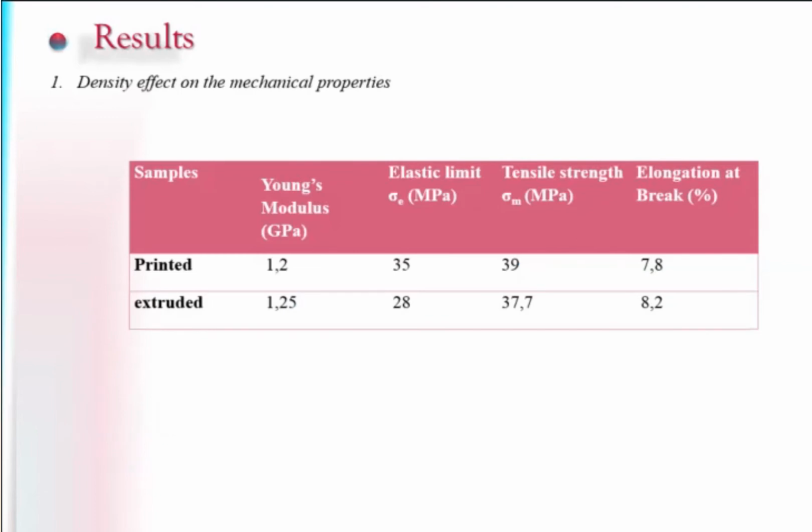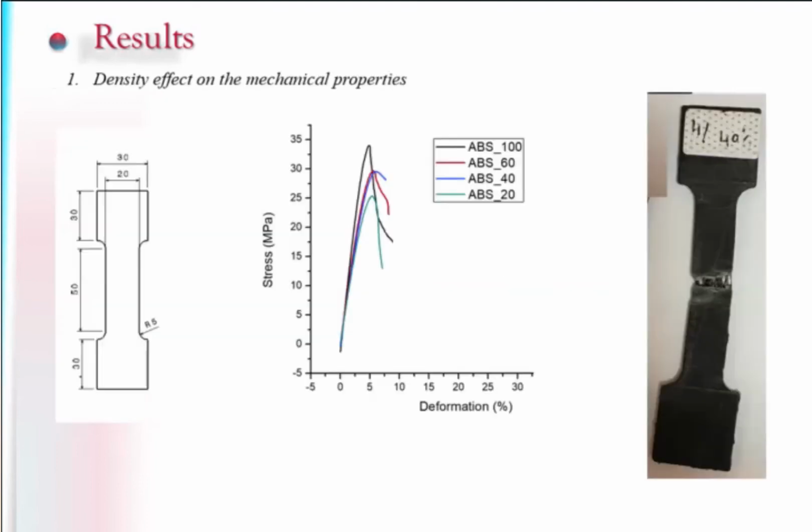The table shown presents the different properties of a printed and an extruded specimen. Tensile testing on 4 different infill rates, 20%, 40%, 60% and 100%, of the studied material was undertaken based on the specimen geometry as presented in the figure. The mechanical behavior of each of the specimens is analyzed.